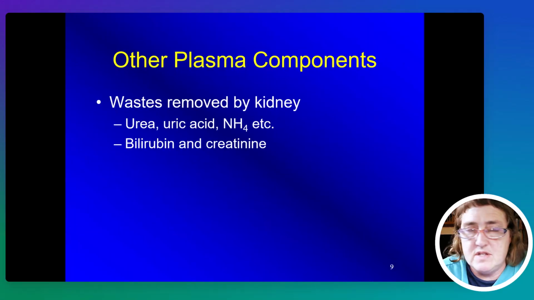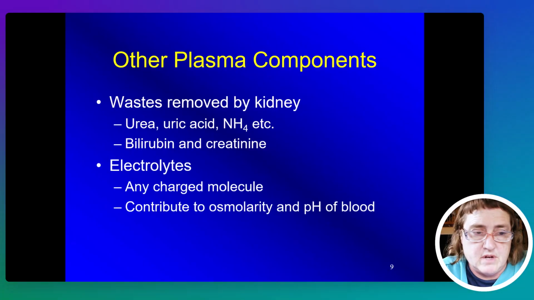You might find some wastes. This depends again on what you're doing and what you've eaten, but always urea, uric acid, and ammonia a little bit will be found going to the kidneys to get excreted. Bilirubin and creatinine are other waste products that you might find in the blood as well.